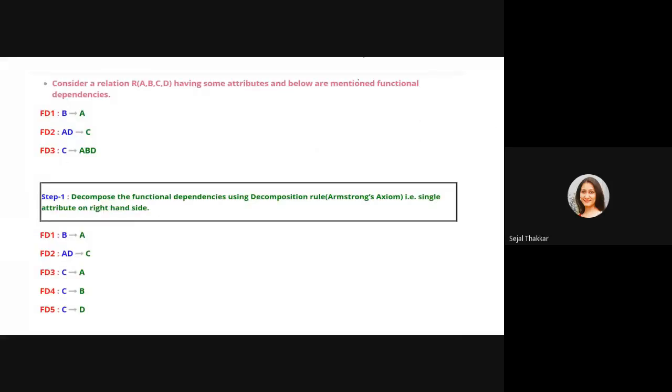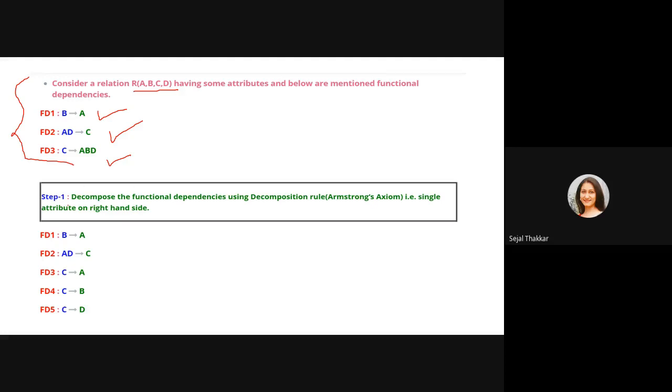So consider a relation R(A, B, C, D) having these attributes and the given functional dependencies. The first functional dependency is B tends to A, the second is AD tends to C, the third is C tends to ABD. These things are given to us. Now we have to follow certain rules.